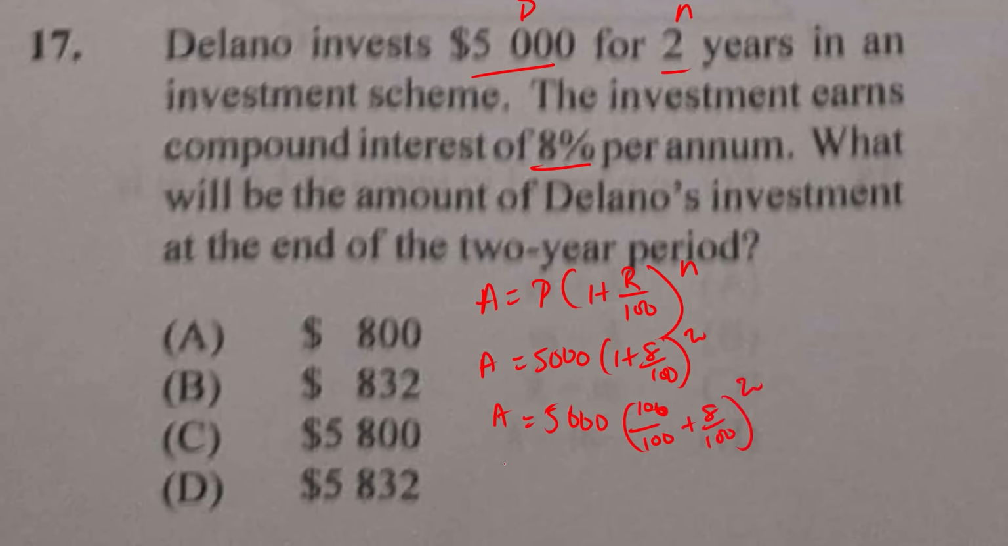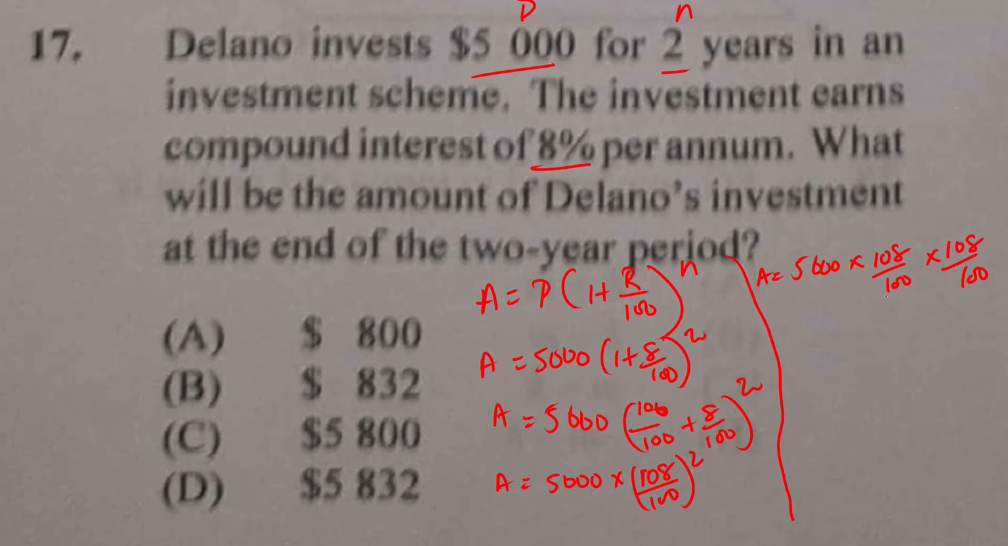So this gives me 5,000 times 108 over 100 squared. And we can just go ahead and work it out now. So we're going to have A equal to 5,000 times 108 over 100 times 108 over 100. It's the same thing as saying square, just removing the square by expanding it.